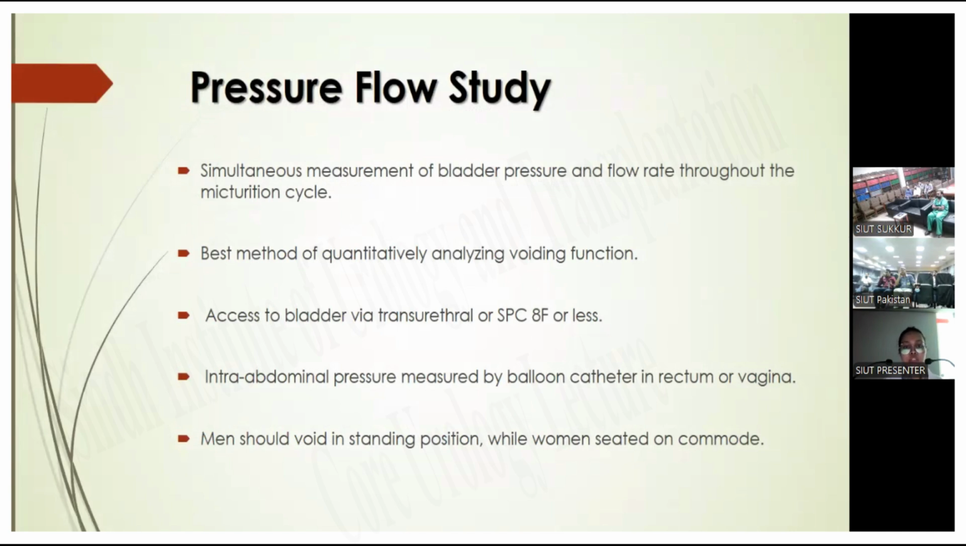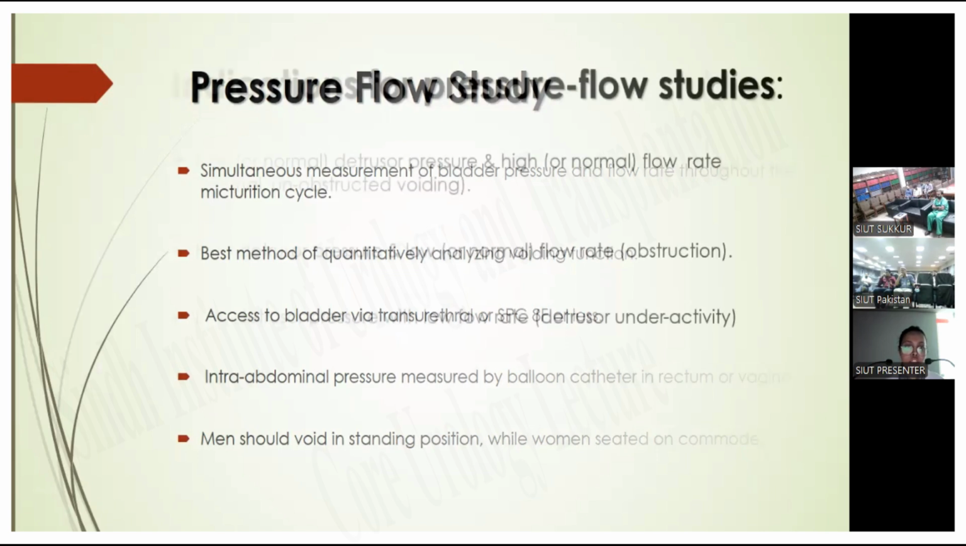There is a simultaneous measurement of bladder pressure and flow rate throughout the micturition cycle. The best method of quantitatively analyzing the voiding function. Access to the bladder via transurethral or SPC, 8 Fr or less. Intra-abdominal pressure is measured by a balloon catheter in the rectum or vagina, or any stoma if the patient previously had a CA rectum and APR was done. Men should void in a standing position while women are seated on a commode.